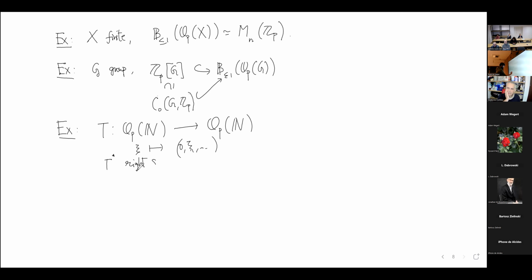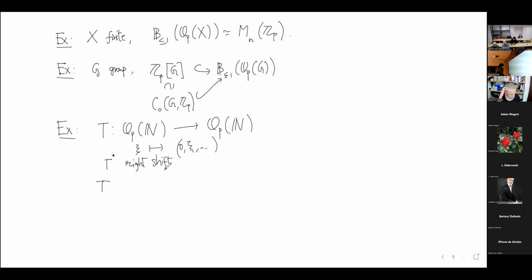I have just a very silly question. When you write Q_p G, you define Q_p X for X being a set. So how do you use the group structure in Q_p G? Here G is just a set. Yes, inside Q_p G it is just a set.